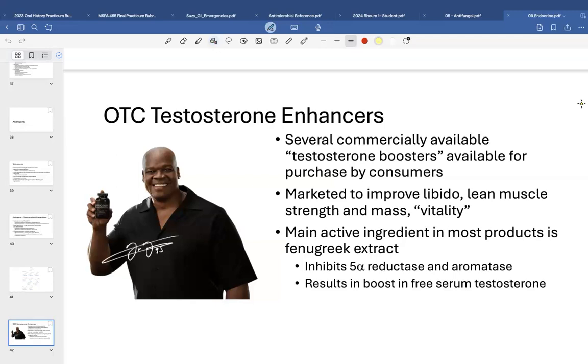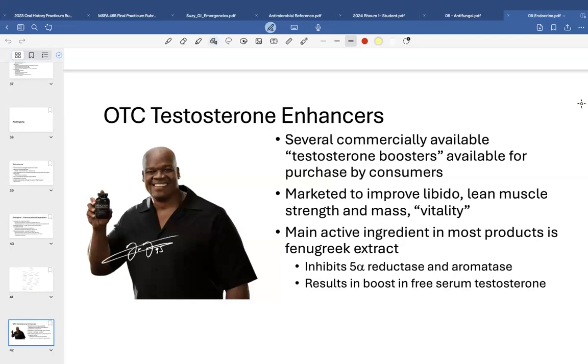So they make you more vital, and more manly, I guess. I don't know. They're very vague claims so that they're not saying they can cure a particular medical issue. They're not claiming to treat your hypogonadism. We're basically saying we can improve your vitality.